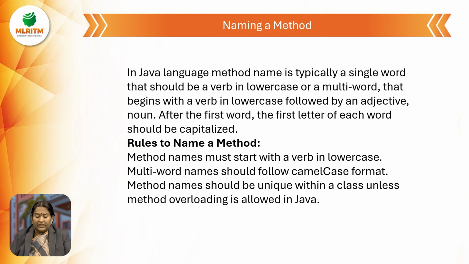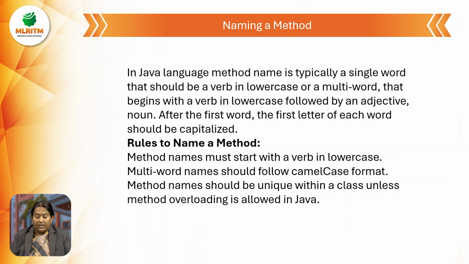In Java language, a method name is typically a single word that should be a verb in lowercase, or a multi-word name that begins with a verb in lowercase followed by an adjective or noun. Method names can be written in multiple ways. Rules to name a method.